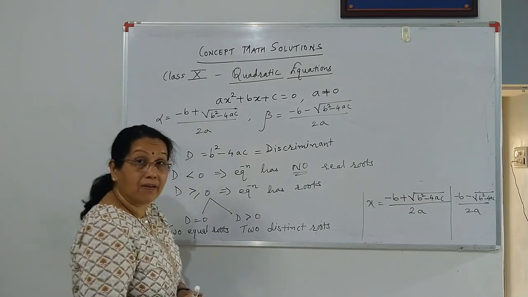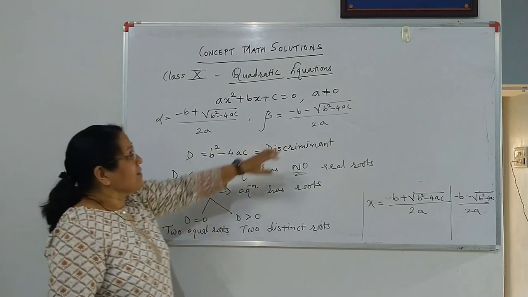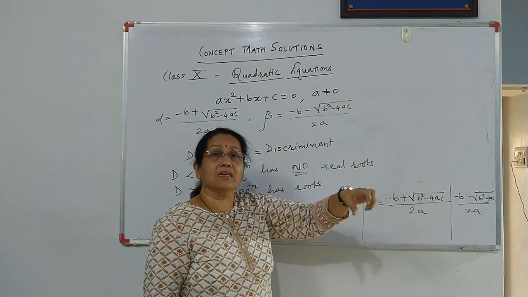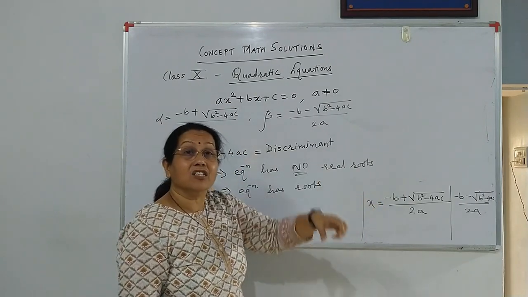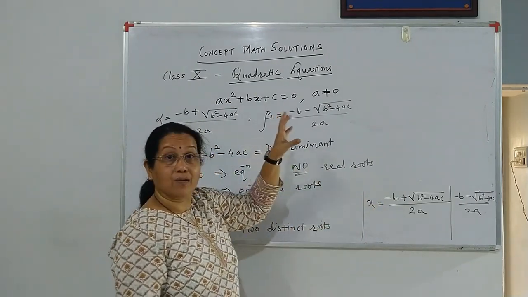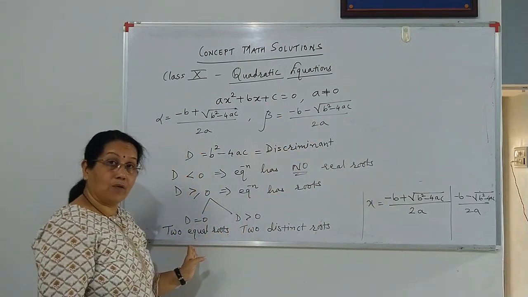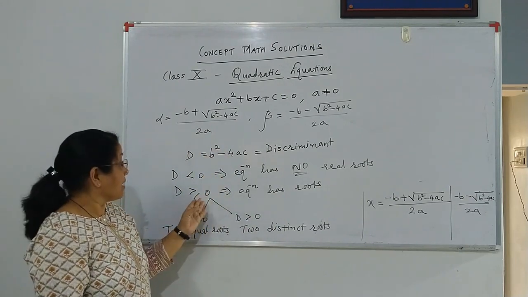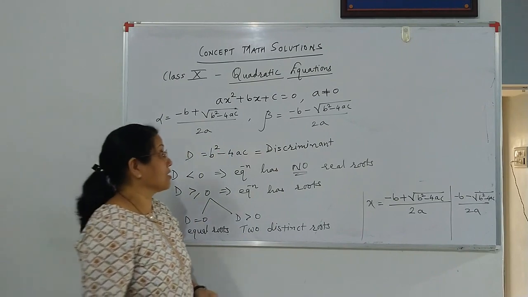When will it not have real roots? When d is less than 0. That is, this term which is under the root, b square minus 4ac, is the controlling authority. It dictates the nature of roots for a quadratic equation. If that is 0, then it will have two equal roots. If it is less than 0, it will have no roots. And if it's greater than 0, it has two distinct roots.